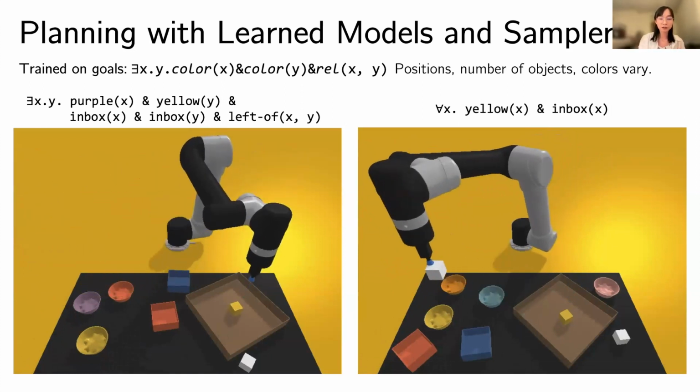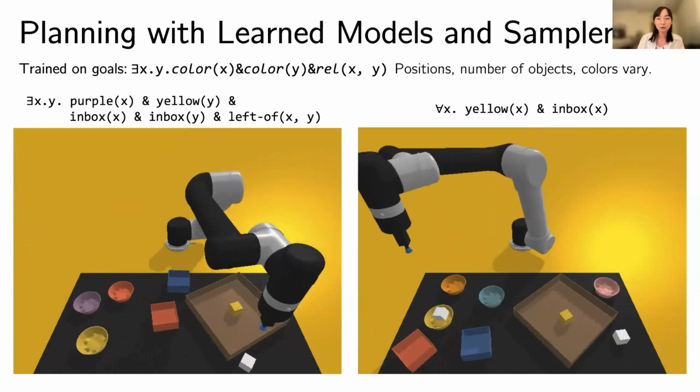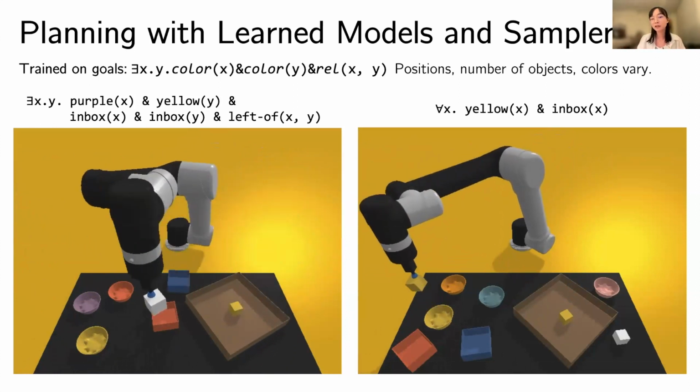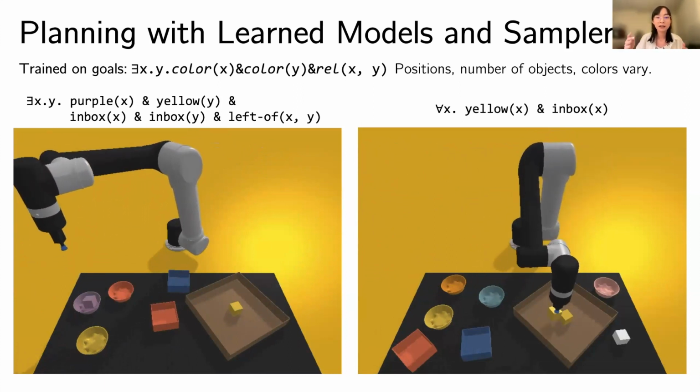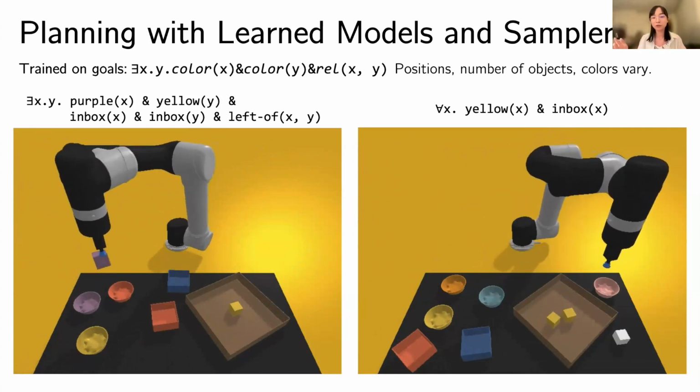And after learning, this kind of model can directly be applied to new scenarios with a different number of objects and different kinds of goals. In this case, the goal is for X, and we want to paint X to be yellow, and we want to sort them in the box.